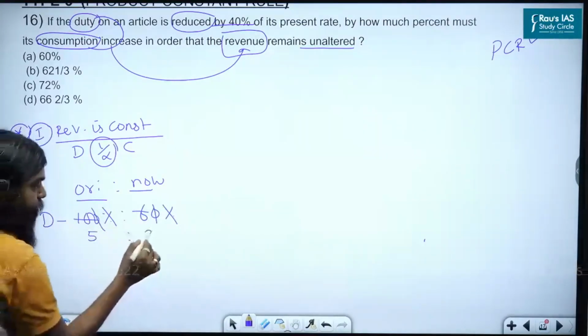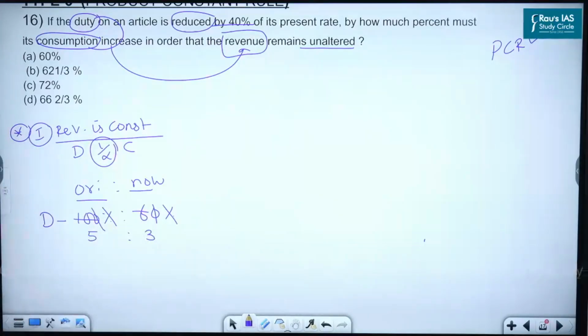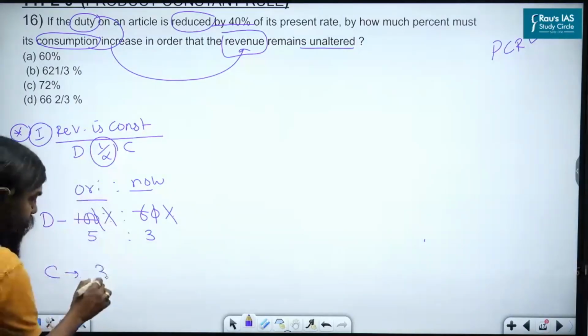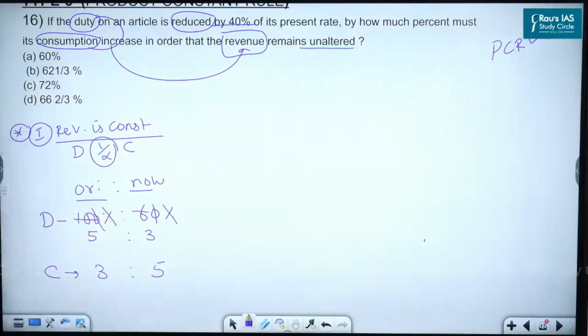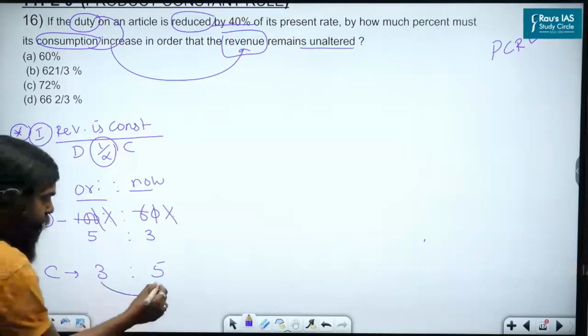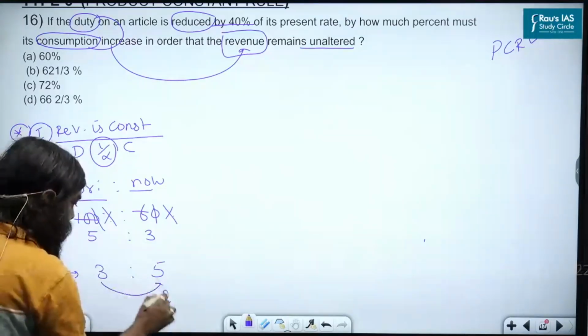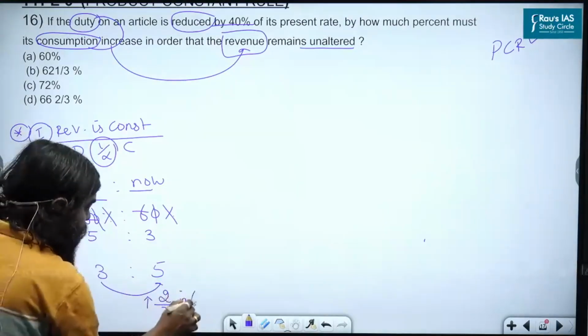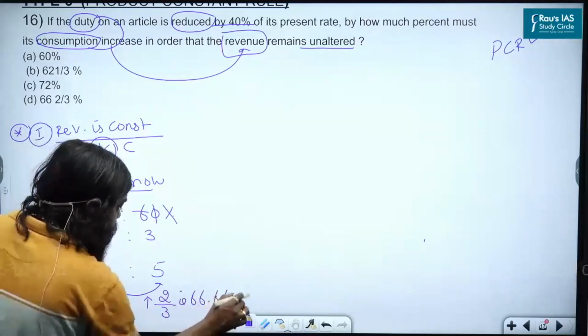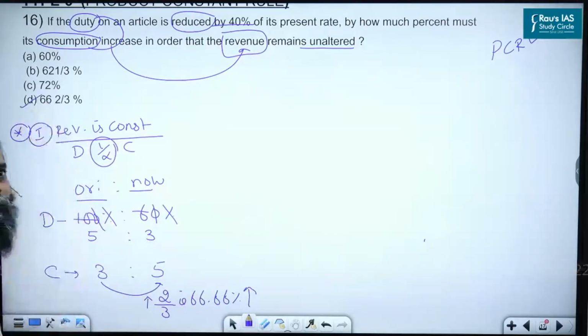So 5:3. Duties are in the ratio 5:3. Consumption is inversely proportional, so reverse it: 3:5. Getting this? What is the meaning of 3:5? Earlier my money was consuming 3 units or 3x, the same money now consuming 5 units or 5x. Compared to original consumption, new consumption is increasing. How much? 2 units, from 3. 2 by 3 means 66.66% increasing. That means D is the answer. Understood, Radhaji?